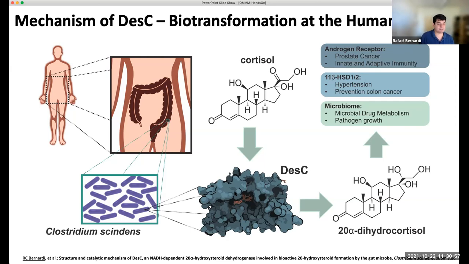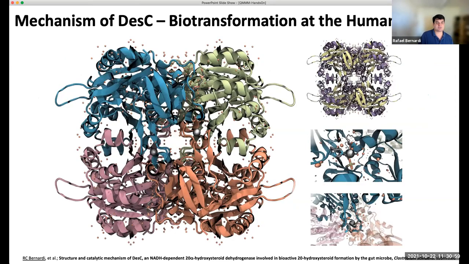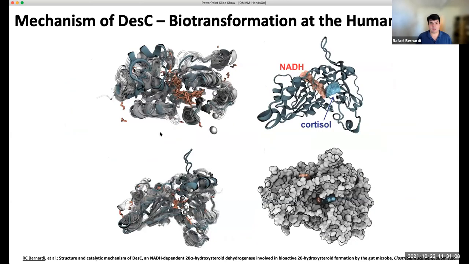So this is a very important enzyme to study. This is the crystal structure that our collaborators got for this system. This is still not published. Actually, it was submitted recently for publication. What we did there, we got the crystal structure.